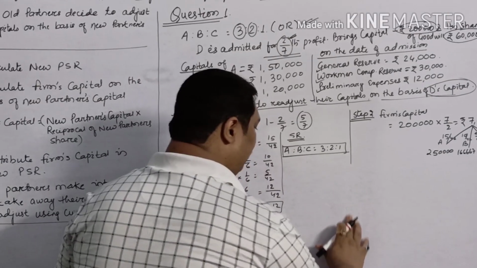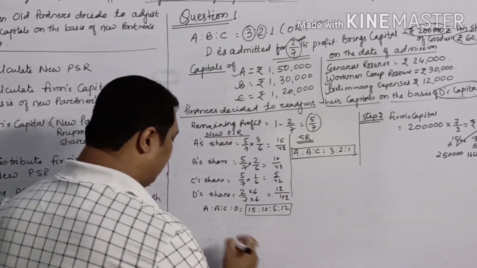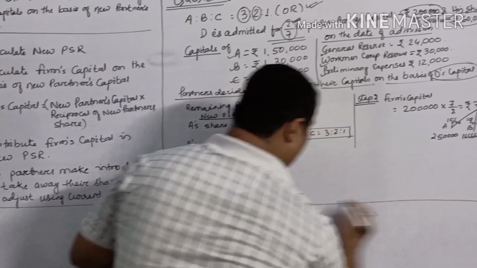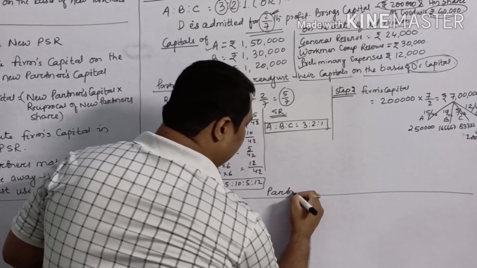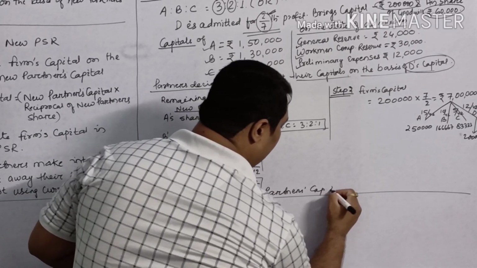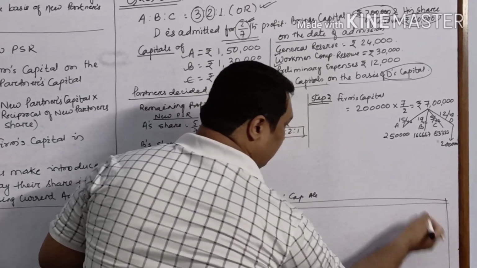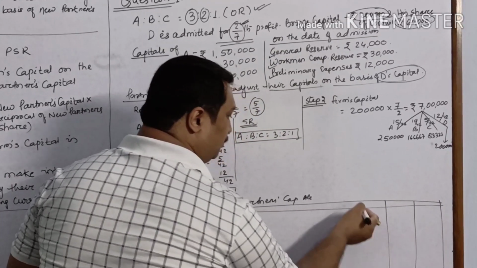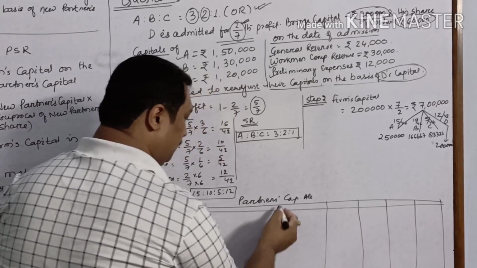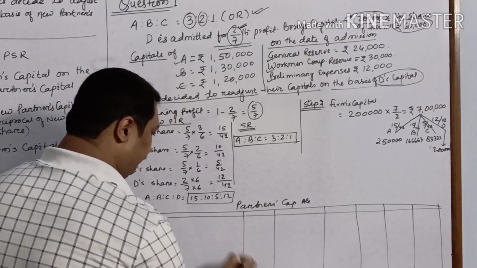Now children, we will prepare the partners' capital account and see how to adjust the capital of the partners. Since there are 4 partners, there will be 4 columns drawn on each side.